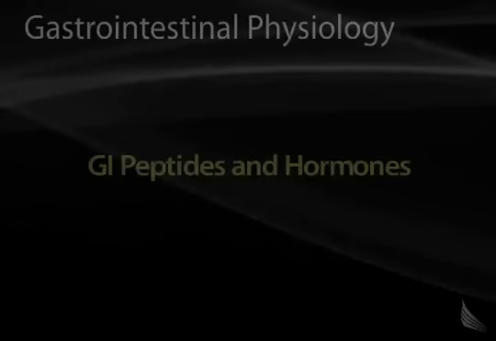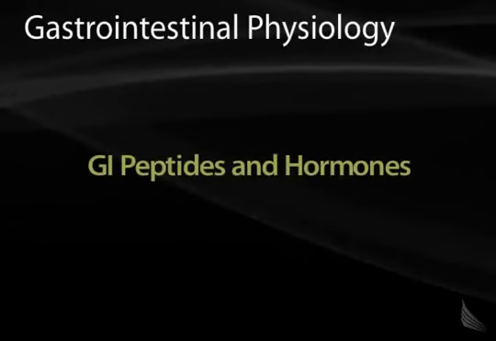In the next section, we will look at GI peptides and hormones and the pivotal role that they play in gastrointestinal physiology. The next module of GI physiology will be looking at GI peptides and hormones. This is an important section because these are easy to test and often come up in the USMLE exam.